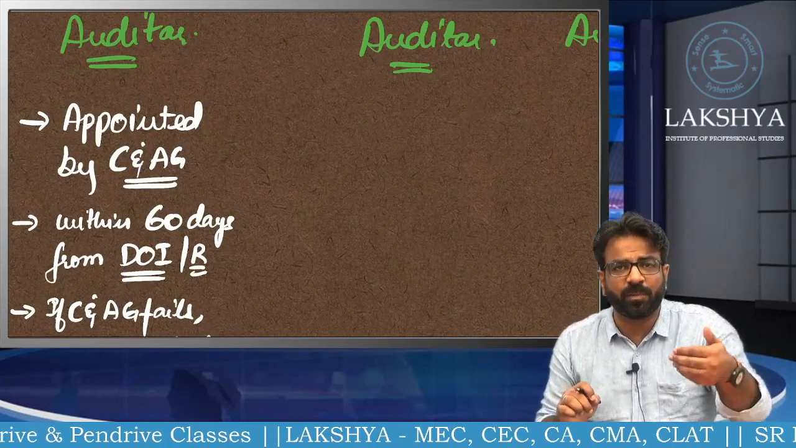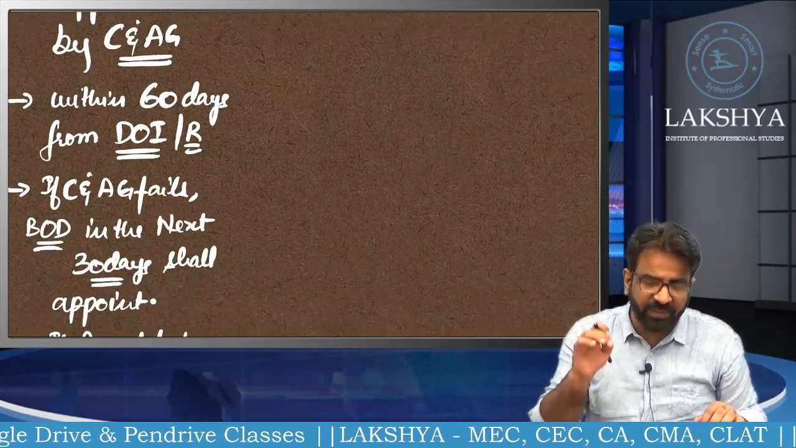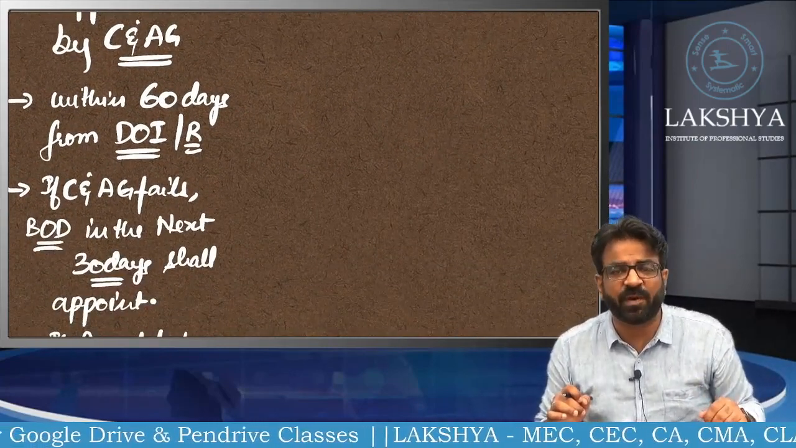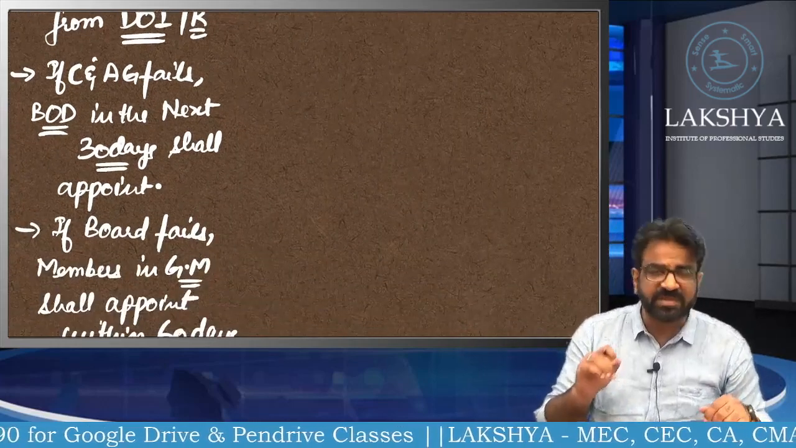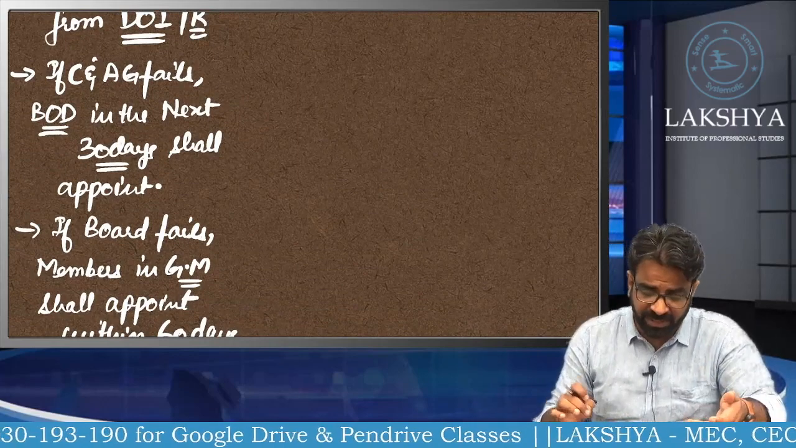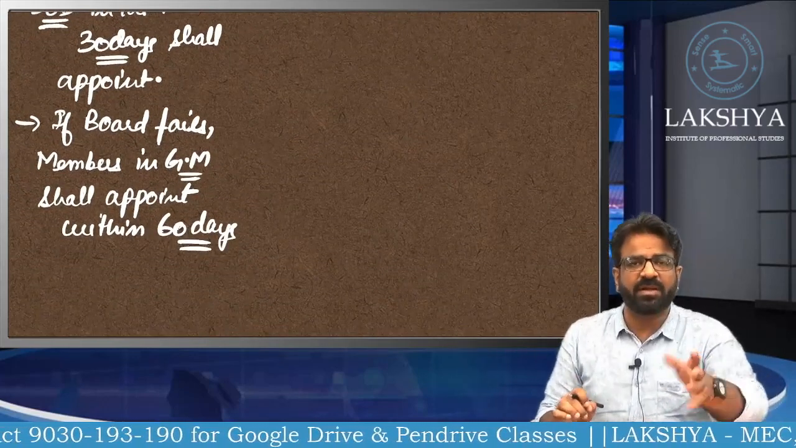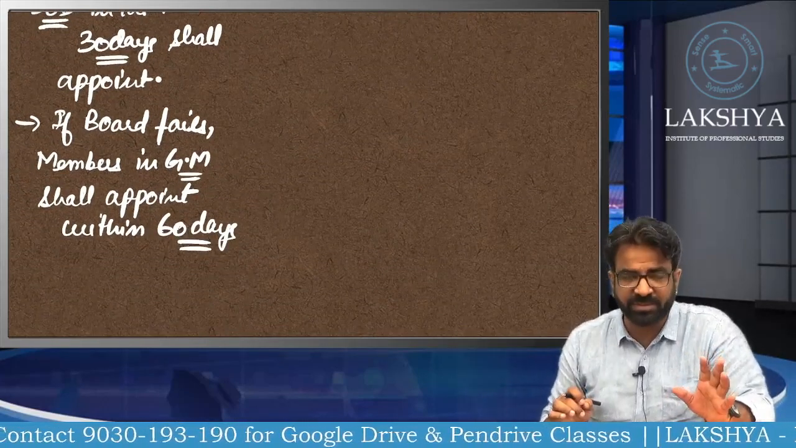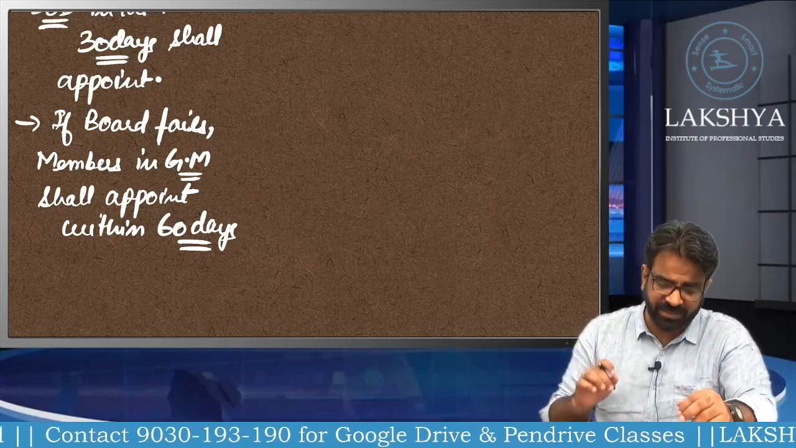What is C and AG? Comptroller and Auditor General of India. Within how many days? Within 60 days from the date of incorporation. Sir, if the C and AG fails, board of directors are going to appoint in the next 30 days, and if the board fails, members will conduct a general meeting and they will appoint in the next what? 60 days. Within 60 days, right sir?